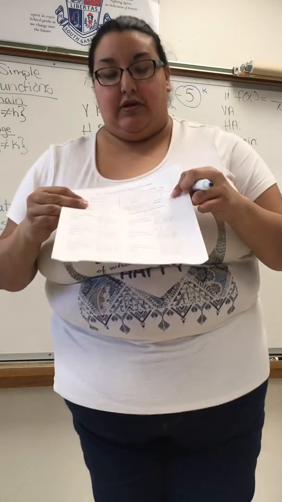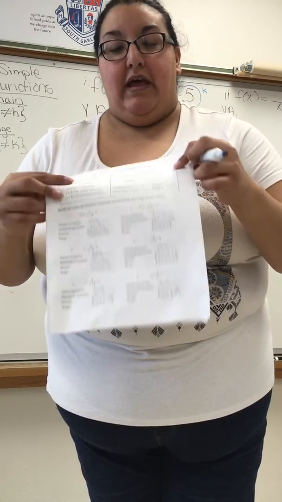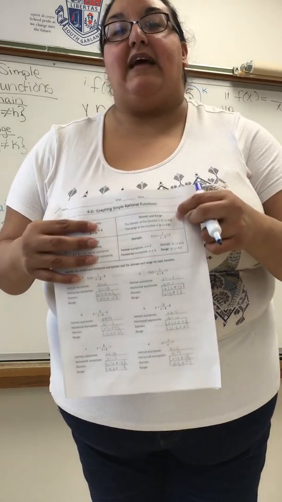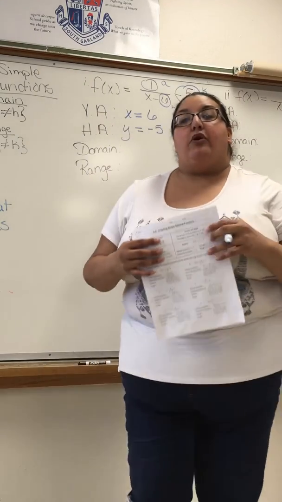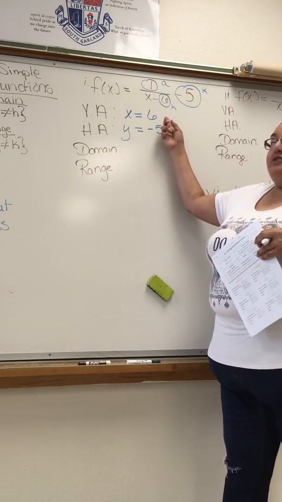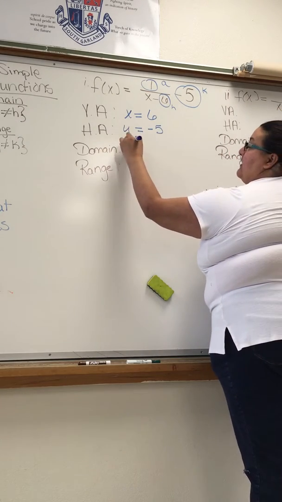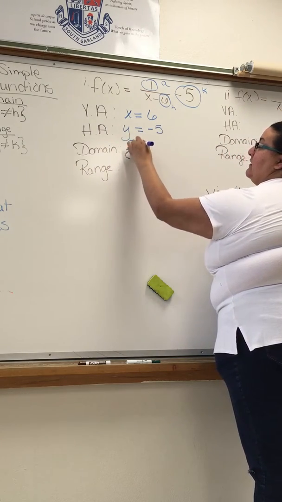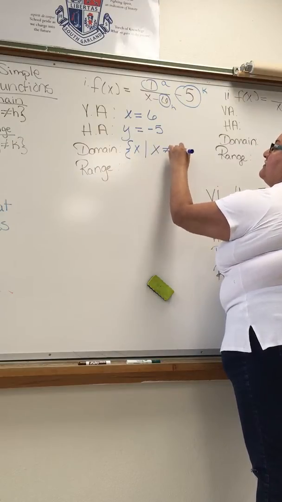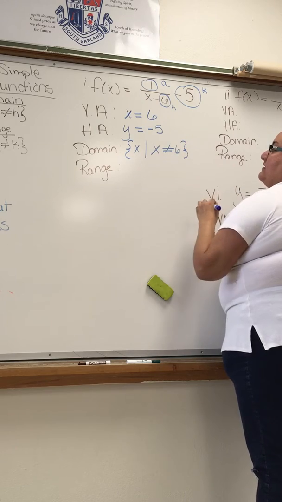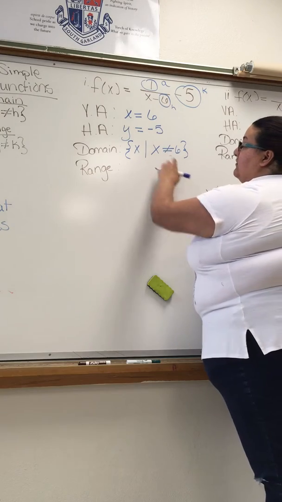As you go through, in the top right of your table, it talks about your domain. You're going to copy it exactly how you see it. The only difference is instead of using the letter h, you are going to replace it with the value that you have for your vertical asymptote. So we are going to say all values of x such that x is not equal to 6. Don't forget to put that not equal to sign.